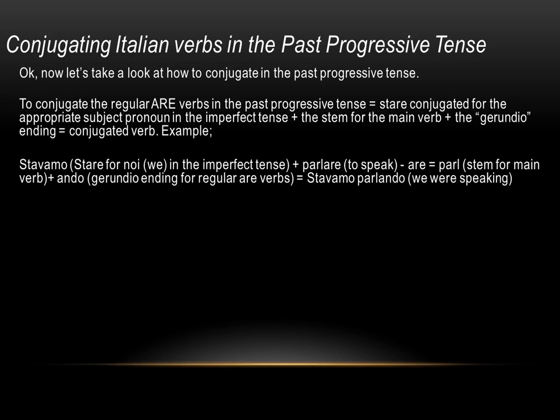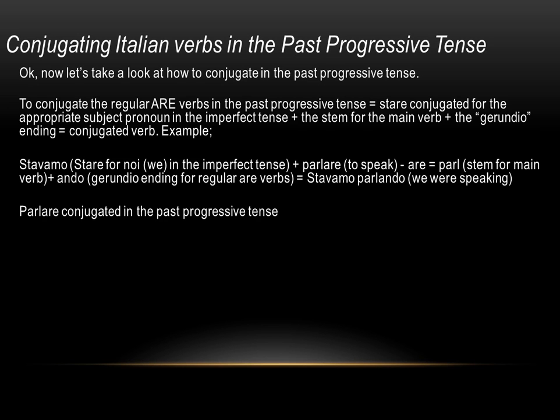To conjugate the regular ARE verbs in the past progressive tense simply equals stare conjugated for the appropriate subject pronoun in the imperfect tense, plus a stem for the main verb, plus a gerundio ending. That equals a conjugated verb. So for example, if we were to take stavamo, which is stare for noi or we in the imperfect tense, plus parlare to speak, minus are, leaving par, the stem for the verb, and ando, which is the gerundio ending for regular ARE verbs, we have stavamo parlando, we were speaking.